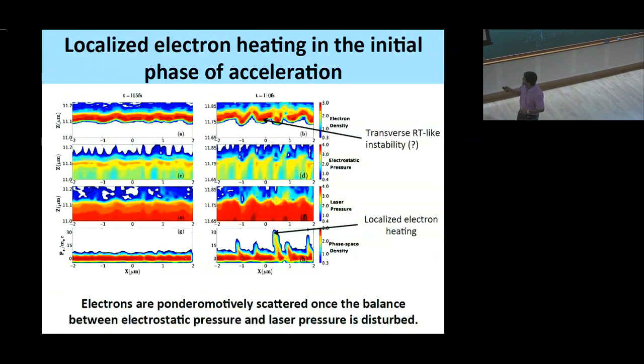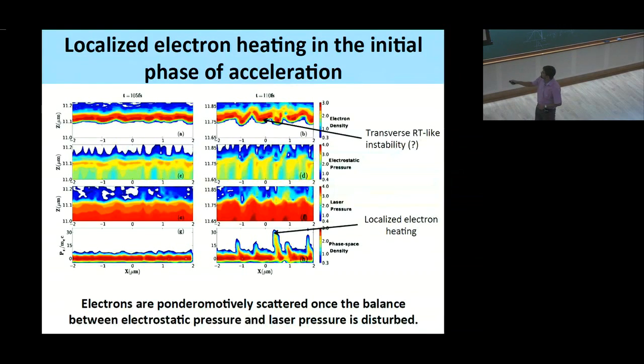What I have plotted here is at two different times. The top panel is the electron density. The second panel is the electrostatic pressure, that is, the pressure because of the longitudinal electric field, and this is the laser pressure. The third one is the phase space density of the electrons, where the y-axis is the forward momentum and the x-axis is the transverse dimension. In the other three panels, this is my transverse direction and this is my longitudinal direction.